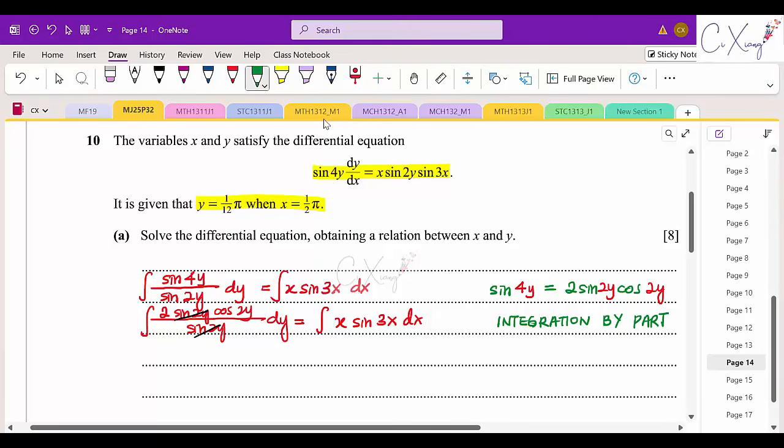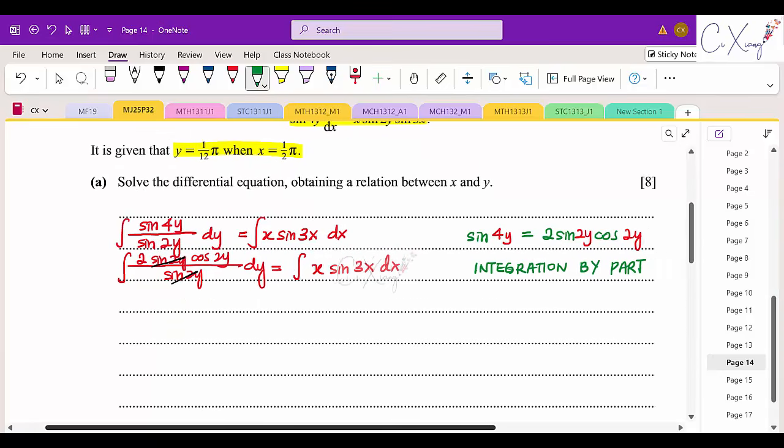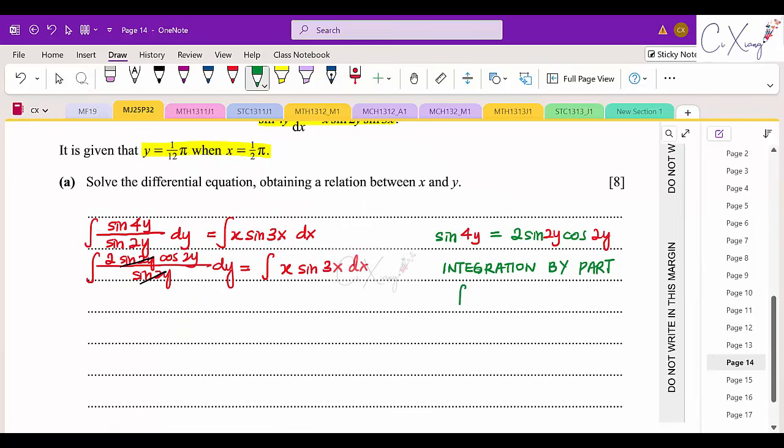Okay, so for integration by parts, the formula is basically this one. Integrate u dv, where it is the question, equals uv minus integral of v du. Then we need to decide which part of our question is u and which part is the integration of dv. And we have a rule here.